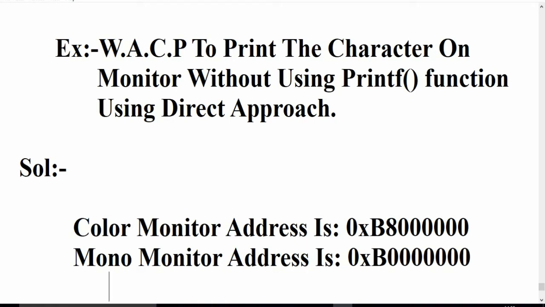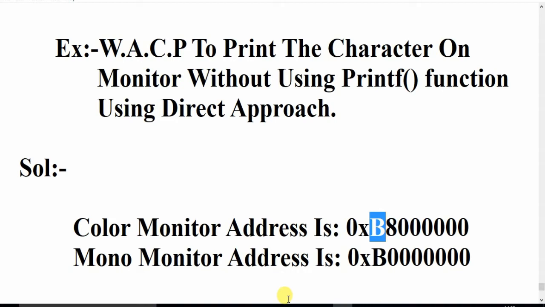This is a hexadecimal address; the 0x representation is nothing but a hexadecimal address here. If you want to convert hexadecimal to decimal, observe this: 0 into 16 power 0, 0 into 16 power 1, plus 0 into 16 power 2, plus 0 into 16 power 3, plus 0 into 16 power 4, and 0 into 16 power 5, 8 into 16 power 6, and then b, a hexadecimal value where a is 10 and b is 11, 11 into 16 power 7.